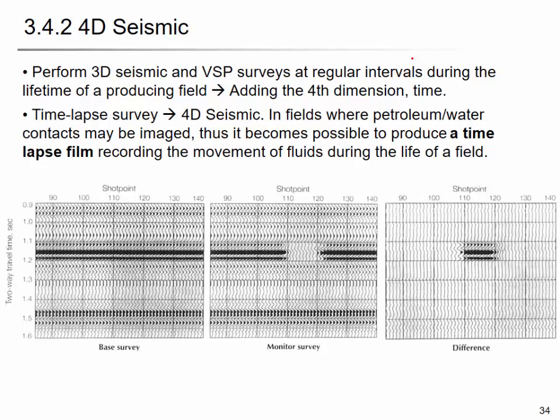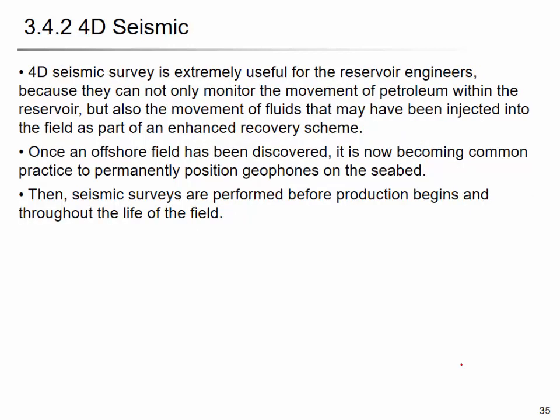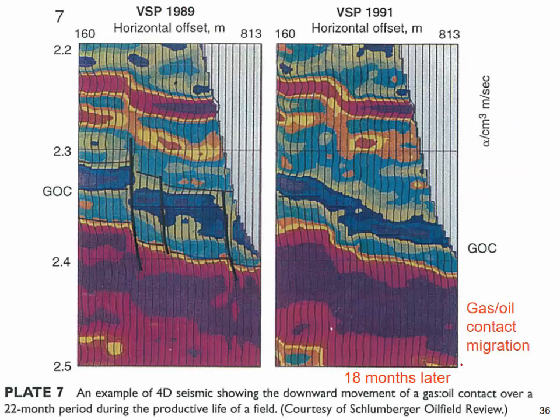So here, what you can do is you have a baseline survey at the initial condition. And maybe 1 year later, after you produce some petroleum, oil or gas, you do the exploration again, then you can find a difference from here to here. Right? The difference can tell you how and where the fluid has moved. And let me give you an example.